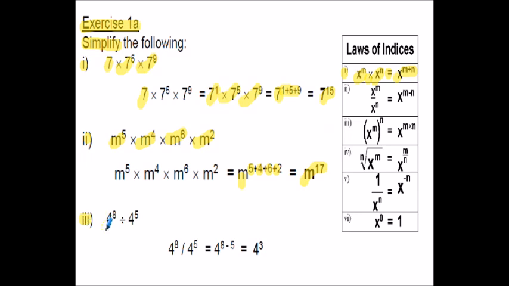Part 3, we're given 4 to the 8 divided by 4 to the 5. So that's a second law problem. We've got the same bases, the base of 4, top and bottom, divided. So x to the m divided by x to the n, we're told is equal to x to the m take away n. So in this case, we'll have 4 to the power of 8 take away 5. That gives us 4 to the power of 3.